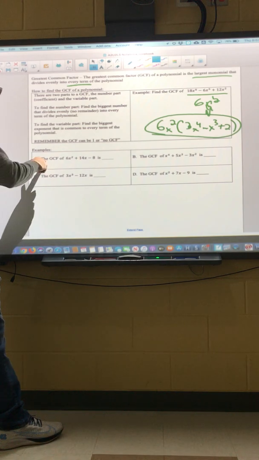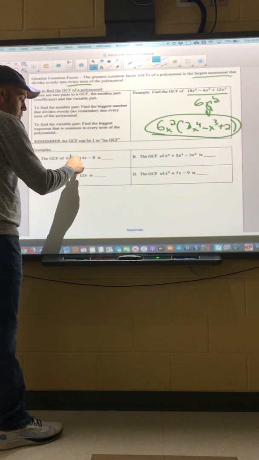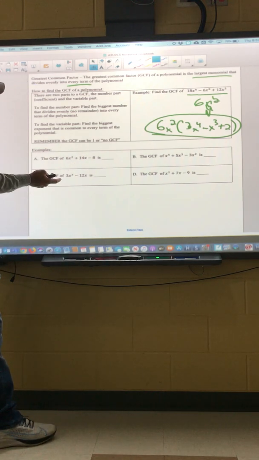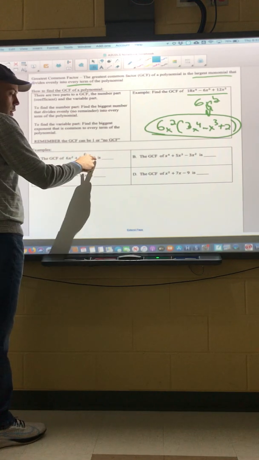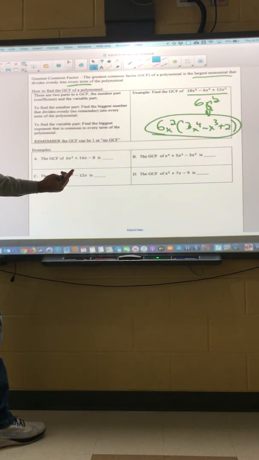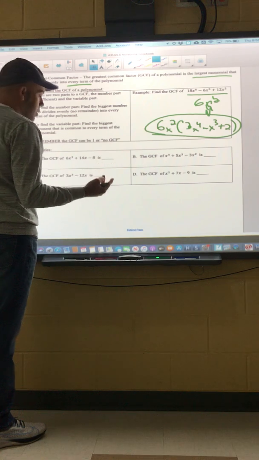All right, so here is the GCF of 6x squared plus 14x minus 8. So what's that GCF? Well, they can't have an x because the 8 doesn't have an x, so they don't have an x in common. They're all even, so we could divide by 2. Now we want to see, is there a bigger number that divides into it?